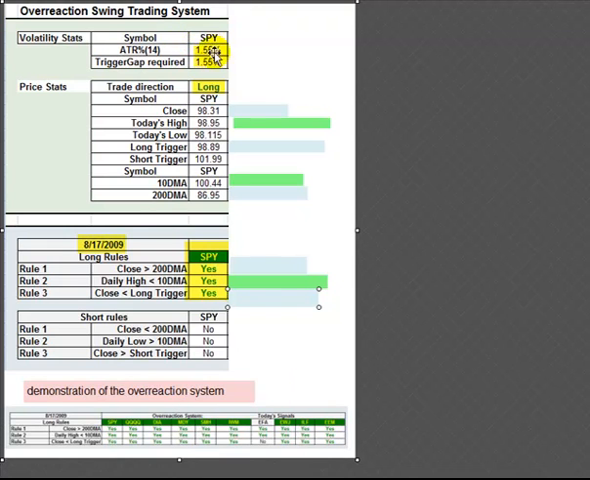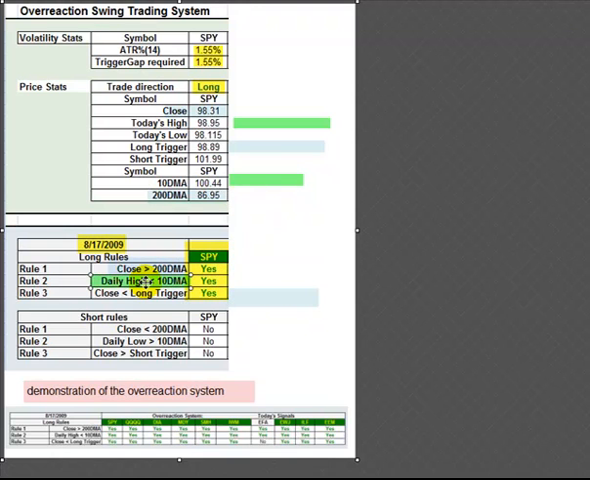So now we'll zoom in on SPY and take a closer look. So we've got three rules. Rule number one is that the close must be greater than the 200-day moving average. So our close is at 98.31, and the 200-day moving average is 86.95. So yes, close is greater than the 200-day.